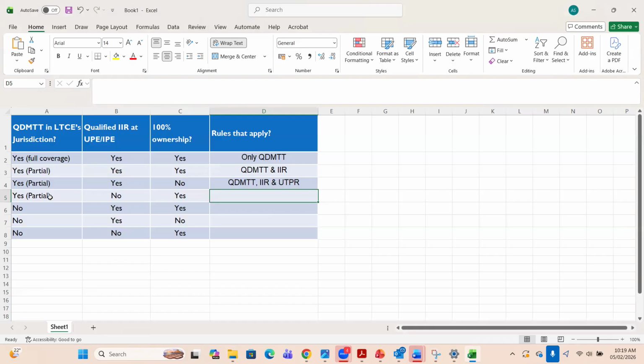See, there is a QDMTT that is there in the jurisdiction. So definitely QDMTT would apply, right? Since it gets the first priority. But the thing is, it's only partial. So there is going to be residual top-up taxes. Now, what is the second priority for collecting residual top-up taxes? IIR. But the question says there is no IIR at UP or IP levels. No IIR at all. So what happens? And let's assume there is no POP. So what happens? There is no IIR, and even though it has 100% ownership, since the residual taxes are not collected as IIR, the entire thing goes as UTPR, right?